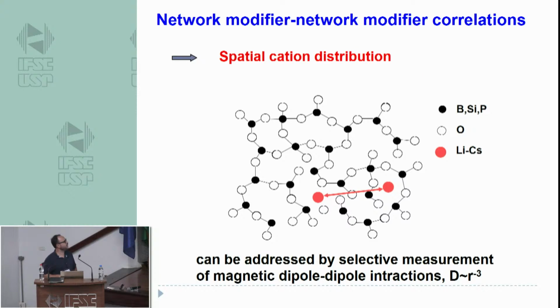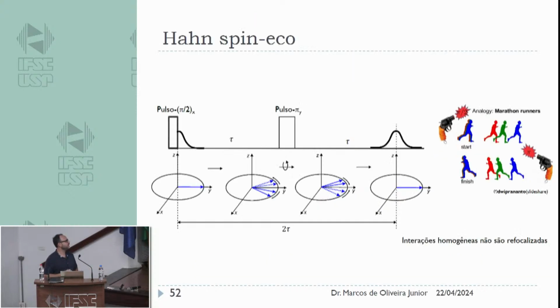Another thing that we can investigate is the distribution of network modifiers in the glass. So we can see if we have clustering, if we have statistical distribution, and so on. Before explaining that, I'll explain a main experiment in the techniques I'm pointing out here. That's the spin echo. The spin echo is relatively easy to understand with vectors. So we have a pi-half pulse, and our magnetization goes to the xy plane.